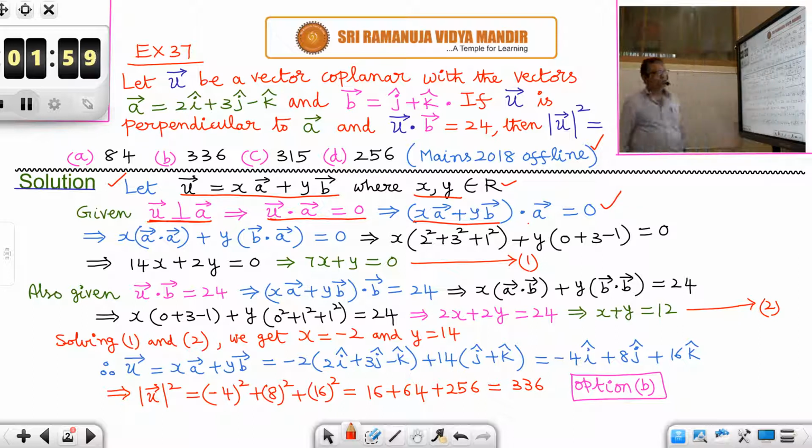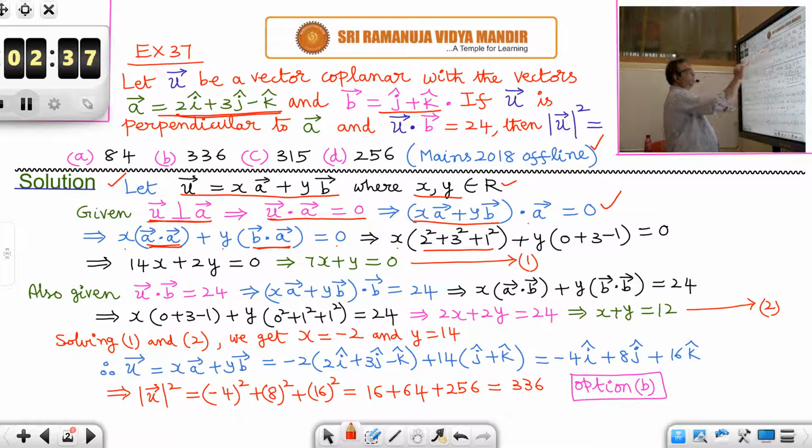So using the distributive property, expand it. x into a dot a, x is a scalar, a dot a is also of course scalar, plus y into b dot a is equal to 0. Okay, but x into a dot a is mod a whole square. So a bar is given in the problem. So a dot a is equal to mod a whole square is equal to 2 square plus 3 square minus 1 square. Okay, plus y into b bar dot a bar.